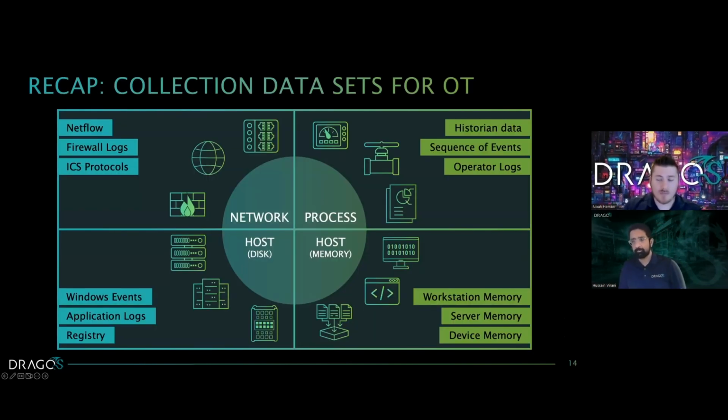Now, to recap, this is a broad overview of those collection data sets for OT. Things that you might be familiar with as a seasoned DFIR expert are network, maybe disk, and then even memory. Now, things that are new in OT are obviously those ICS protocols and the network vantage point, but the bigger one is that top right quadrant, the process.